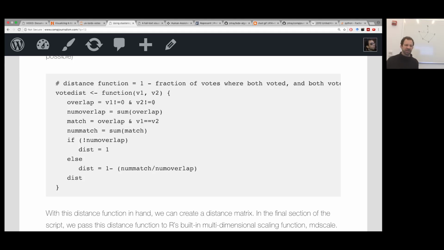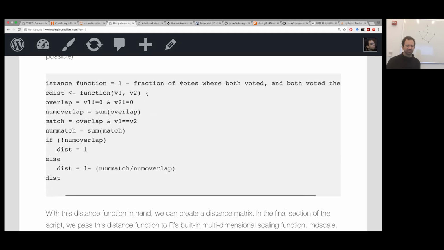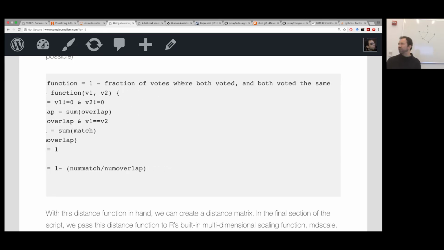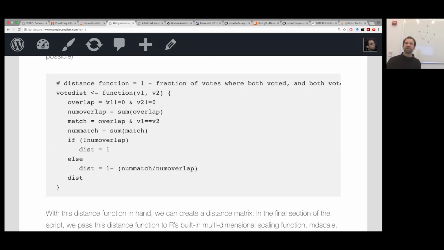And all it does is it basically counts the fraction of bills where they both voted and they both voted the same, right? So I figure out how many bills they both voted on, because not everybody votes on everything. And then I figure out how many they match on within the ones where they were both there. Then I figure out this fraction, the number where they match divided by the number where they could have matched. And I take 1 minus, because this will be 1 if they voted identically, but it needs to be 0 if they vote identically. Okay? So that's the distance function I designed to do this. And we're going to turn this into a visualization in a minute.